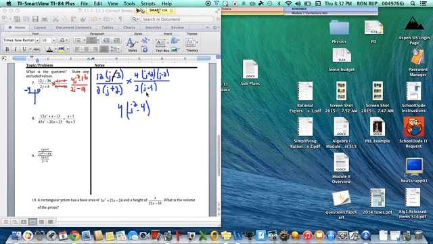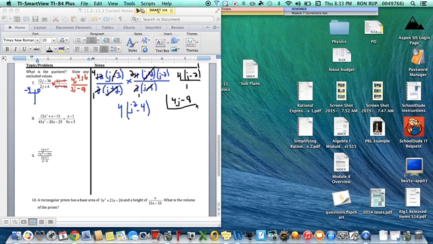j minus 3 over j minus 3, j plus 2 over j plus 2, 2 over 4, 4 over 2 reduces to 2 and 1, and the 12 over 3 reduces to 4 and 1. So all of that cancels out to where all we're left with is 4 times j minus 2 over 1, or 4j minus 8.